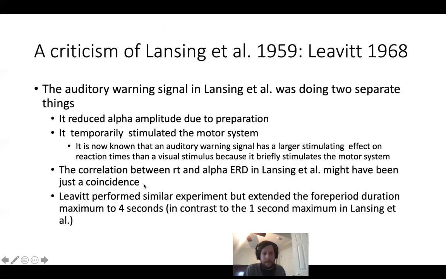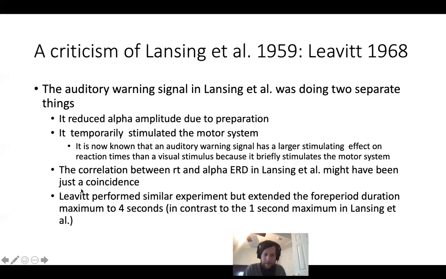So, in other words, the correlation between reaction time and alpha amplitude, or event-related desynchronization, might have just been a coincidence. And it's a coincidence that was driven by this idea that sounds temporarily stimulate the motor system. That's why there was the increase in reaction time with the long fore-period duration only, because it takes a few milliseconds before that priming of the motor system occurs.